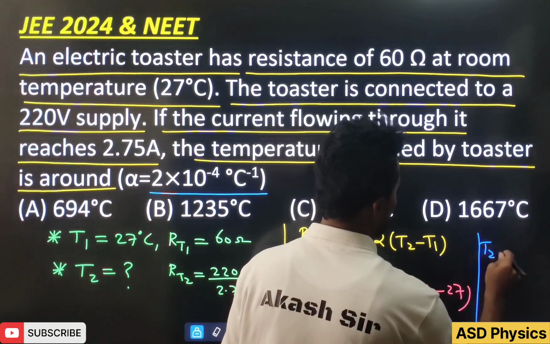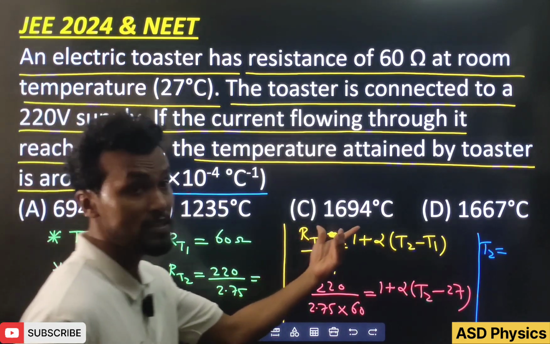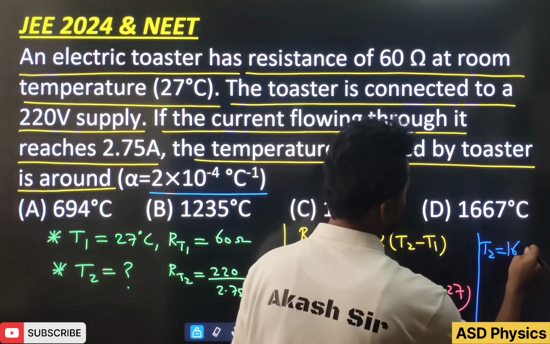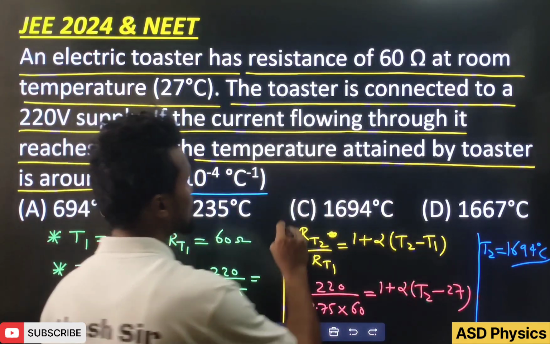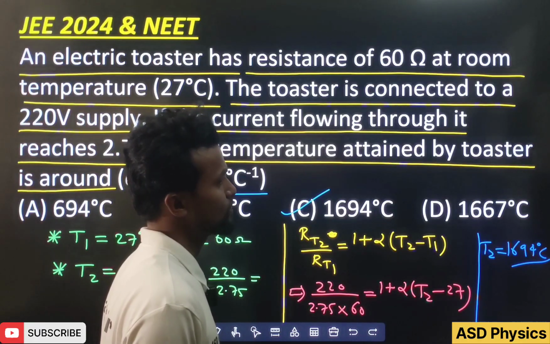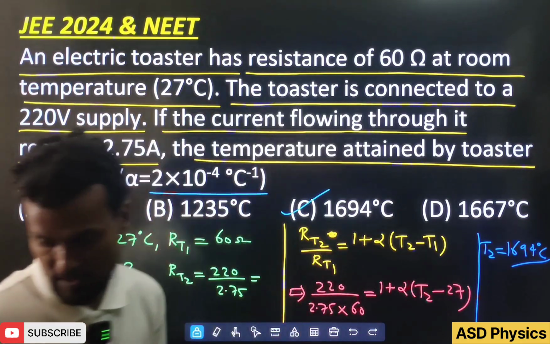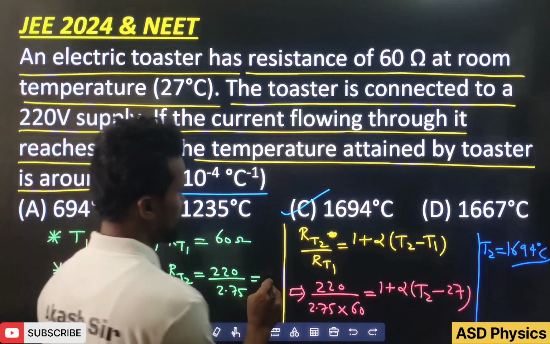And when you do the calculation, students, this T2 value will come 1694 degrees Celsius. Now you just have to do the calculation. I have done the calculation and I have got it, that's why I'm telling you. 1694 degrees Celsius. Kindly see very well. First we got the initial resistance 60 ohm, then the new resistance for the 2.75 ampere current, and then we got the answer.